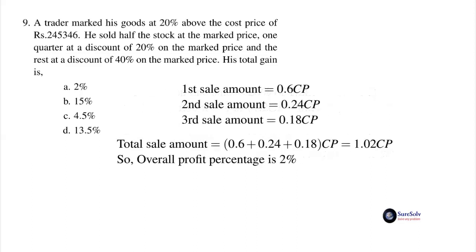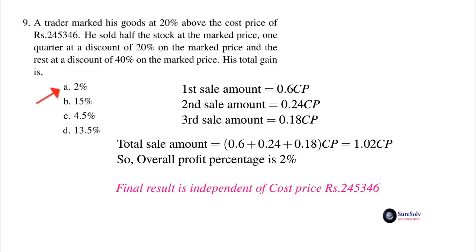Adding the 3, the total sale amount in 3 sales is 1.02 CP. So overall profit percentage is 2%. Mark that whatever be the value of the cost price, the answer remains same because profit percentage is independent of the cost price. Answer is option A, 2%.